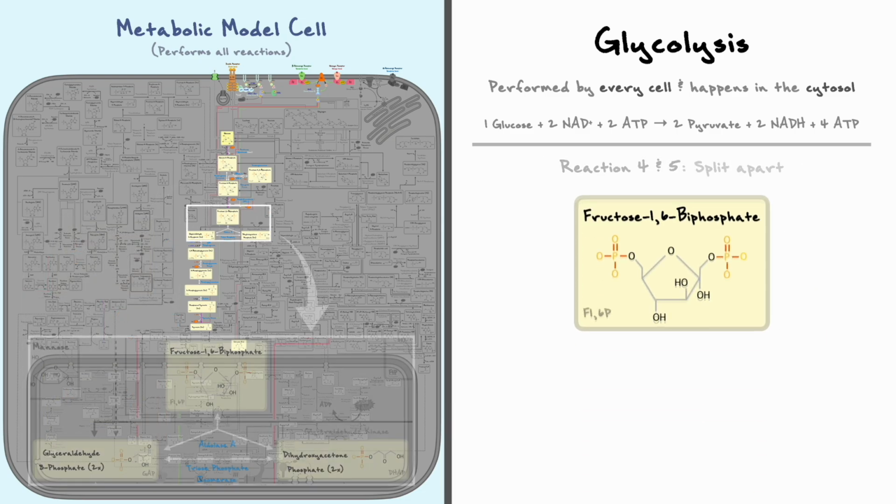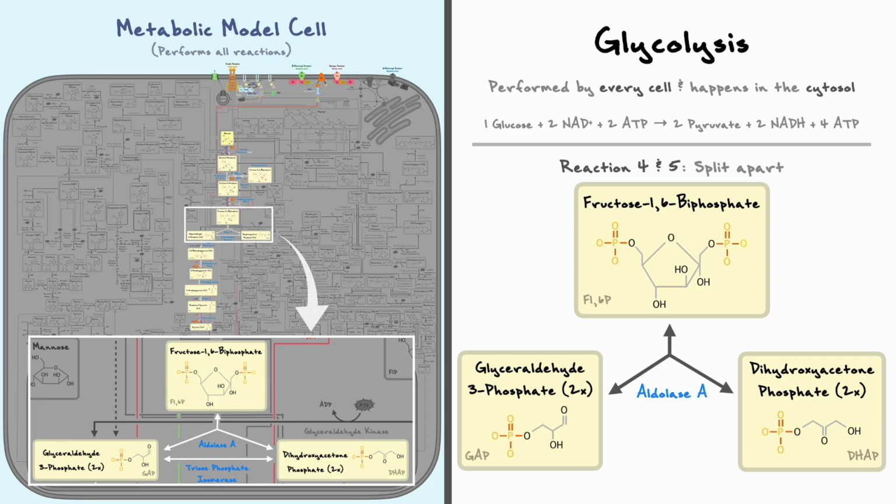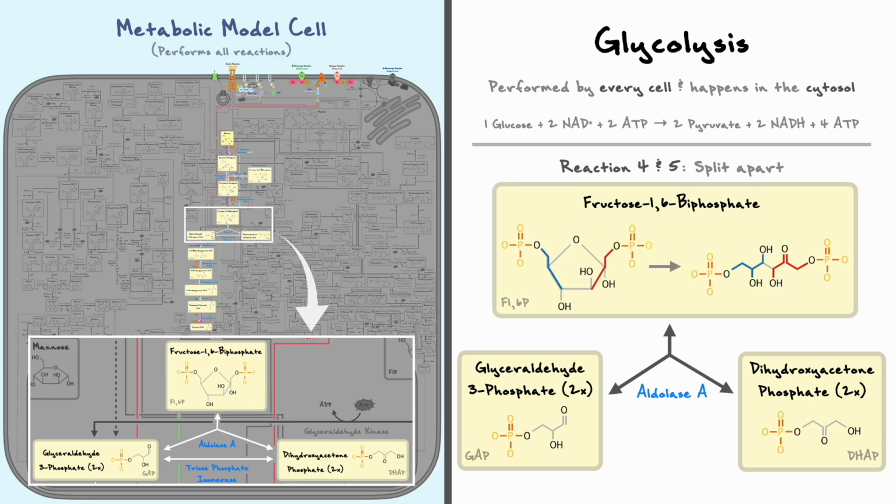Now, the F16P that was made in step 3 can then be broken into dihydroxyacetone phosphate and glyceraldehyde 3-phosphate by the enzyme aldolase. It can be a bit hard to see where the breakage happens under this form of fructose, so we can consider the chain form. The chemical mechanism of the breakage is a little complex, but the bottom line is that the cleavage happens between carbons 3 and 4, and thus the part in blue becomes GAP and the part in red becomes DHAP.